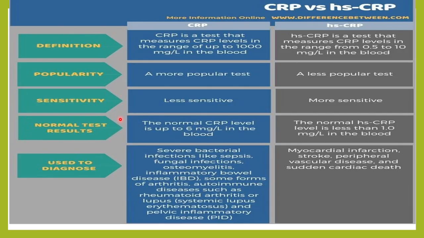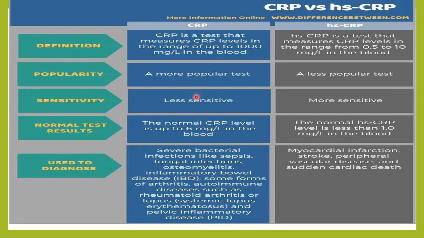So CRP is a more popular test, more frequently ordered, especially in infections, inflammations, etc. hs-CRP, when compared to CRP, is a less popular test, because we order this test in a particular group of individuals, like a person who has a heart risk, a person who is about to develop a cardiac disease, who is obese, who has a family history of heart disease, etc. In such a population only do we order this hs-CRP.